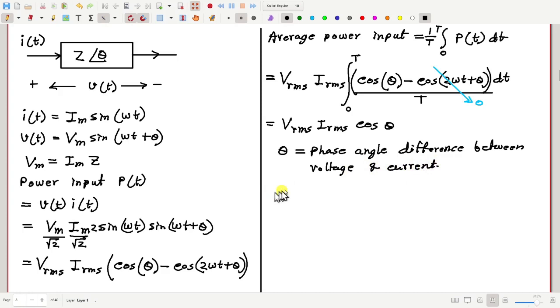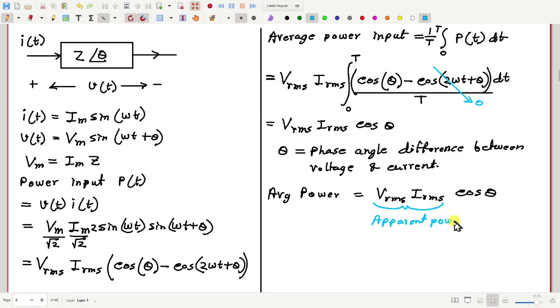Okay. Now, average power, as we saw, is VRMS IRMS cos theta. Here, this part, VRMS IRMS, is called apparent power. But this is not the actual average power being consumed.